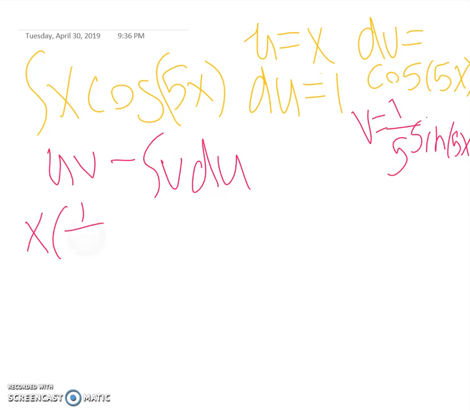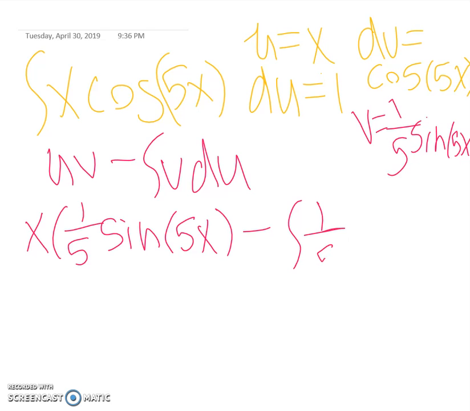I want this thing right. 1/5 sine of 5x minus the integral of v, which is 1/5 sine of 5x times our du, which is just 1. Well, look, we can easily take that antiderivative, which is the beauty of integration by parts, whereas we couldn't easily take the x cosine of 5x.